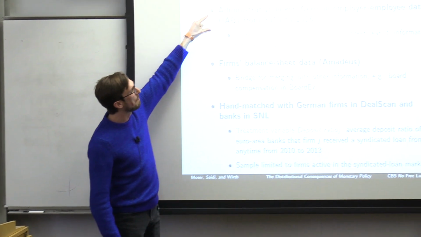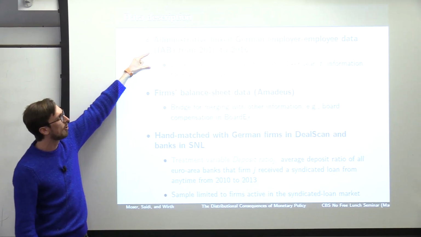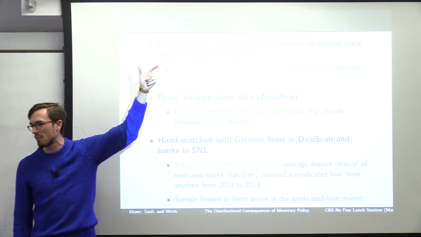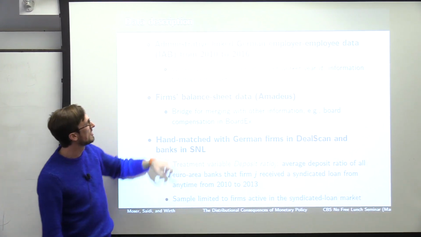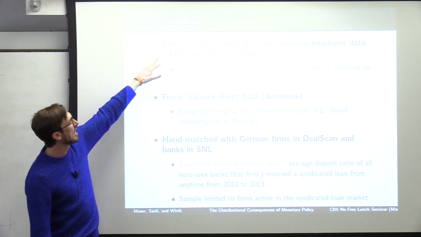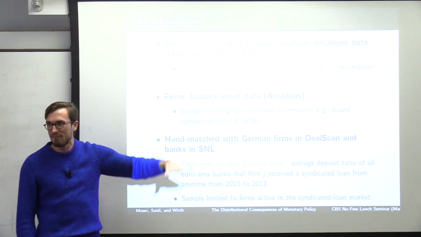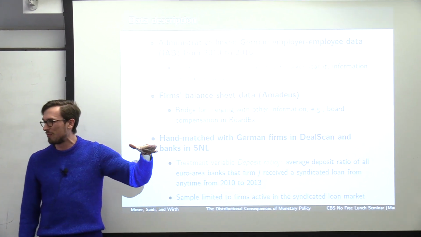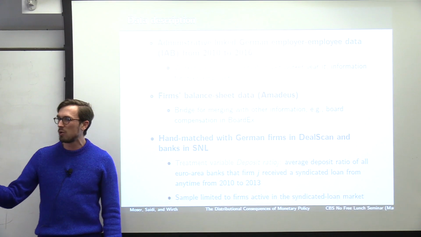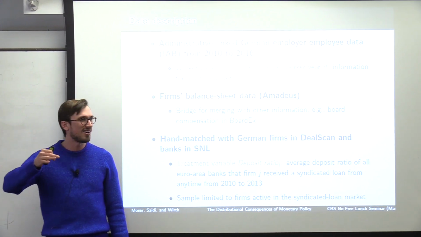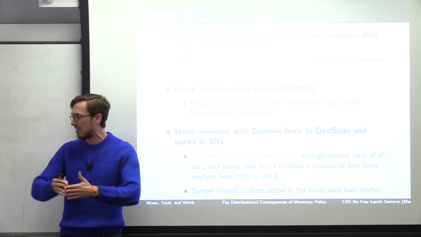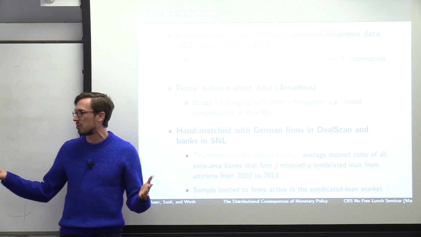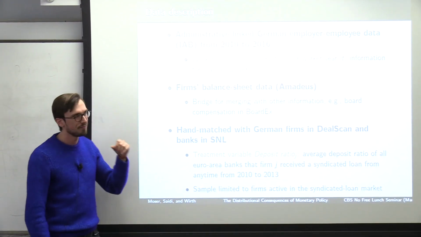The first are administrative linked employer-employee data based on social security records from Germany between 2010 and 2016. What does this data allow us to do? We can follow every employee in all of Germany over this period. We see where they work, how much they earn, who they are, the education levels, and so on. So it's quite a powerful data set. Several tens of millions of workers in this data every year.